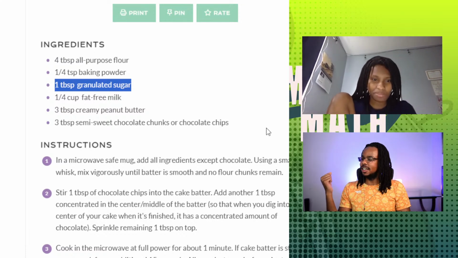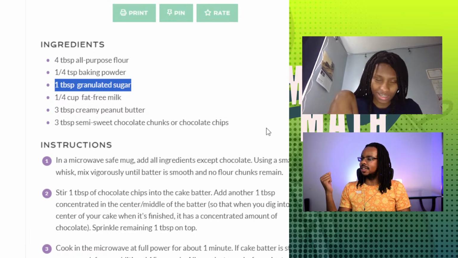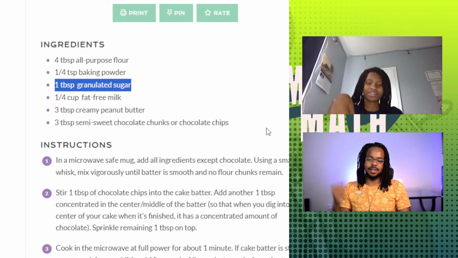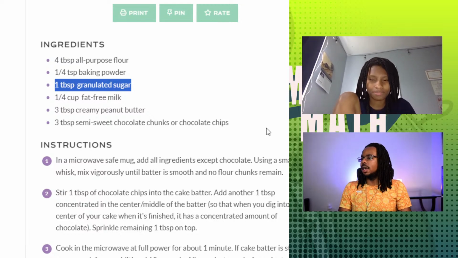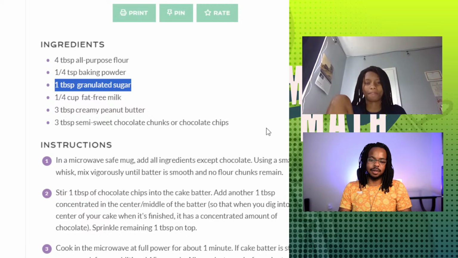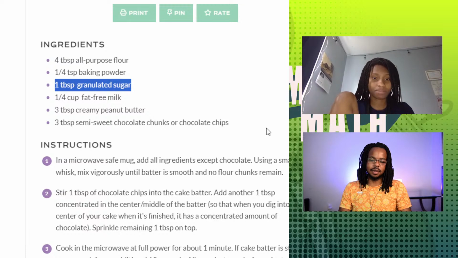All right. So 3 tablespoons. We know 2 tablespoons is an ounce, so that's 30 milliliters. So 30 plus 15 would be 45 milliliters. Excellent. And what's 3 tablespoons of semi-sweet chocolate chunks? Mm. 3 tablespoons of semi-sweet chocolate chunks, would be 45 milliliters.